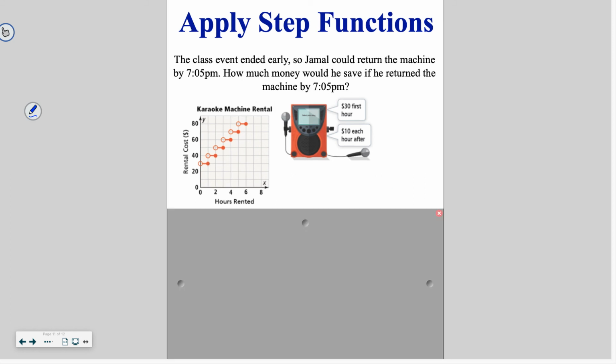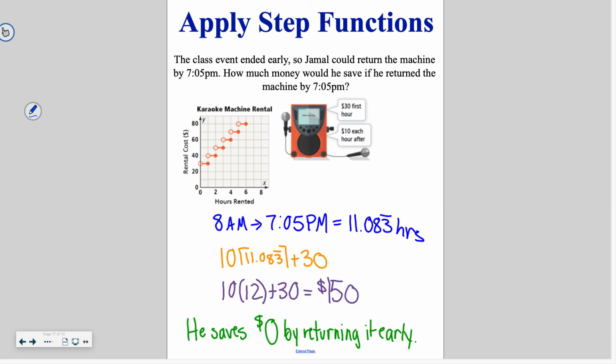Second part of the problem, the event has ended early, so Jamal could return the machine at 7:05 p.m. How much money would he save if he returned the machine at 7:05 p.m.? Go ahead and try this one on your own. 8 a.m. to 7:05 p.m. is 11.083 repeating hours. Plugging that into our piecewise function, the second part, we still round it up to 12. The cost is still $150, so he saves $0 by returning it early.